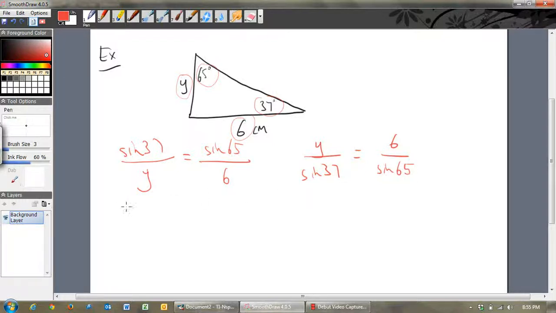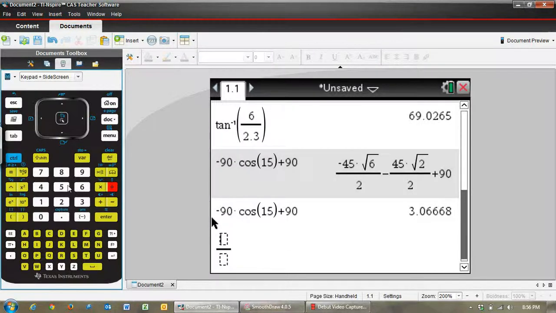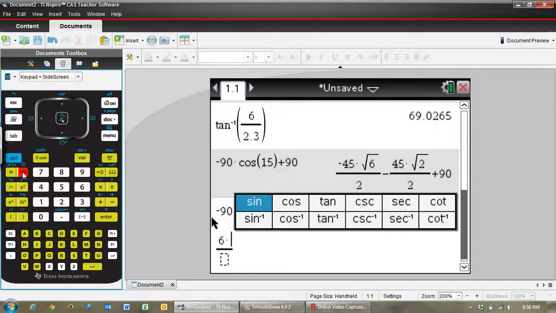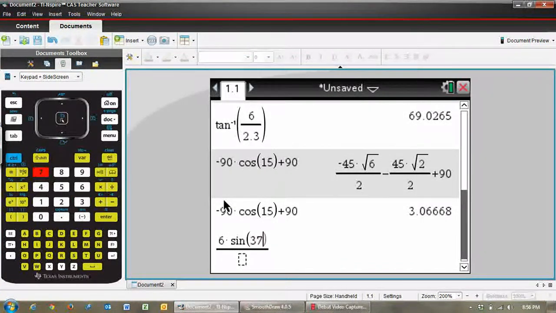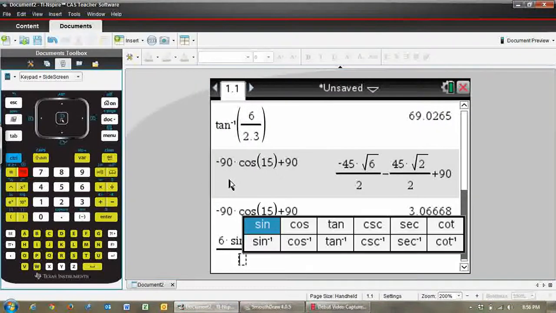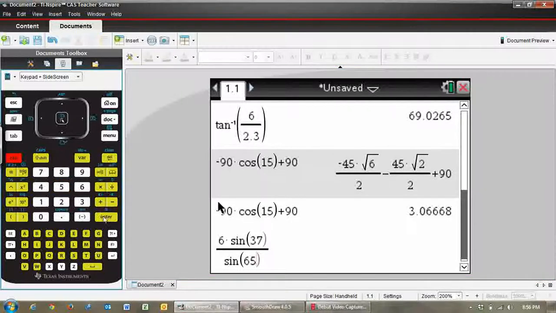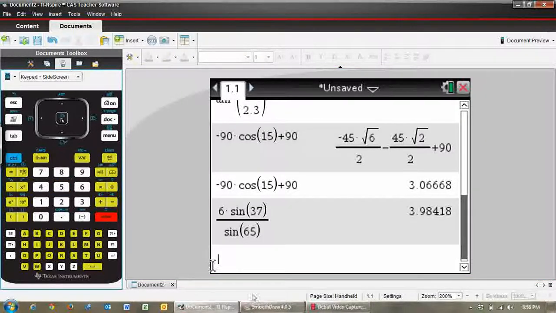Then all you do is multiply both sides by sine 37, so you'll get y equals 6 sine 37 over sine 65. Plug that into your calculator, away you go. So here we go, I'll try to remember it this time. 6 times sine 37, fraction, over sine of 65, big sine 65, and this time I'll do a control enter, and we get 3.98.